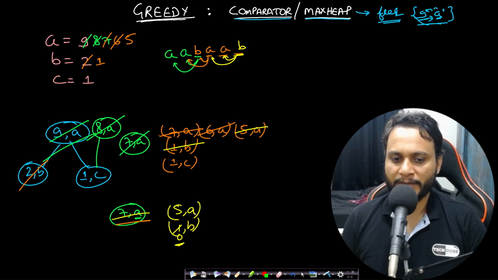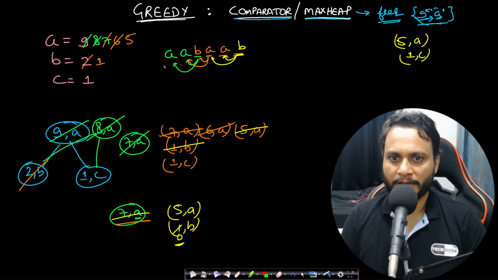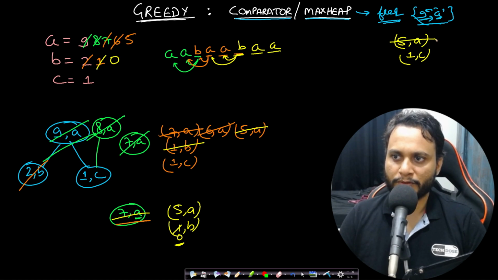Now I will repush this 5 comma A into the heap. So currently I have 5 comma A in the heap and 1 comma C in the heap. I will also update this here to 0. The next two items, as you can make out, will be A, right? And so this frequency will be updated to 3 comma A, and this will become 3 as well.